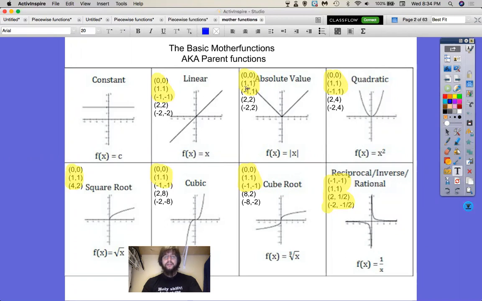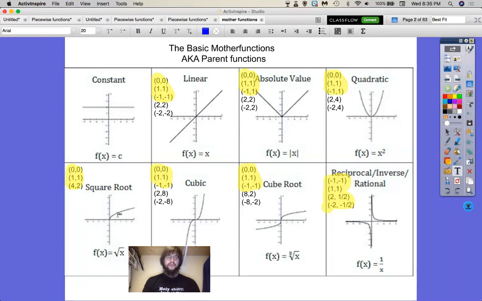The main difference between the absolute value and the quadratic: look at the butt. The absolute value's got a sharp, pointy butt. Quadratics, nice and round bottom. Okay? If you draw a quadratic with a pointy butt, you're getting it wrong. If you draw an absolute value with a round butt, you're getting it wrong. Make sure you pay close attention to the butts on these two mother functions.